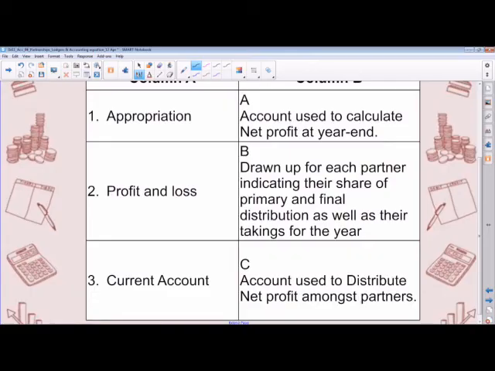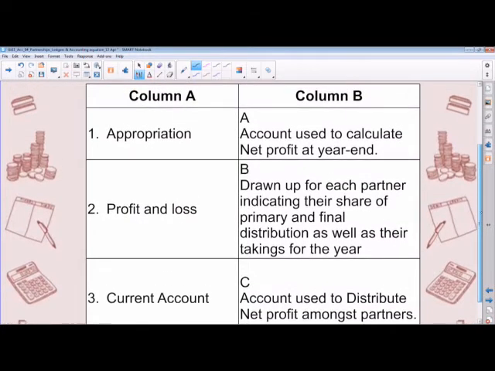Quite straightforward, quite simple, so let's go through this together. Now, I often like to look at the descriptions rather than the accounts. So let's start with column B and let's look at the very first description. Account used to calculate net profit at year end. Absolutely correct. That is obviously our profit and loss account. So this should be A.